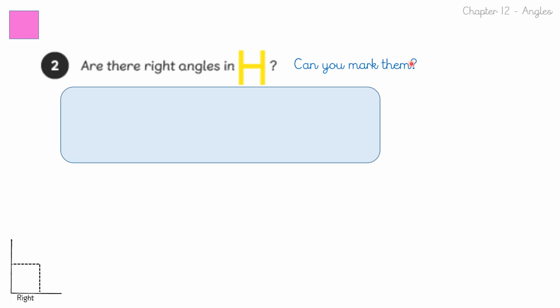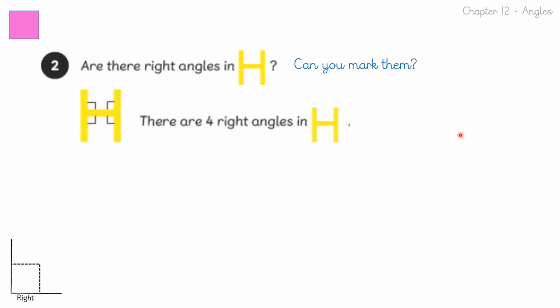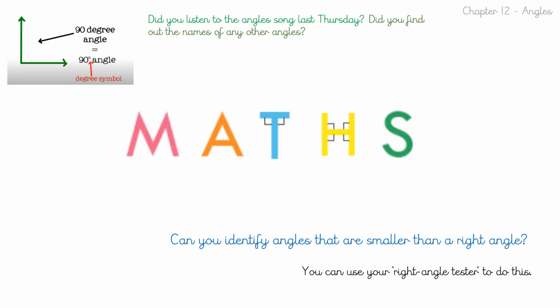Did you also spot 4 right angles? Well, let's check if we are right. We are. There are 4 right angles in H, and we can see them here. 1, 2, 3, and 4. Well done. You're doing a great job.